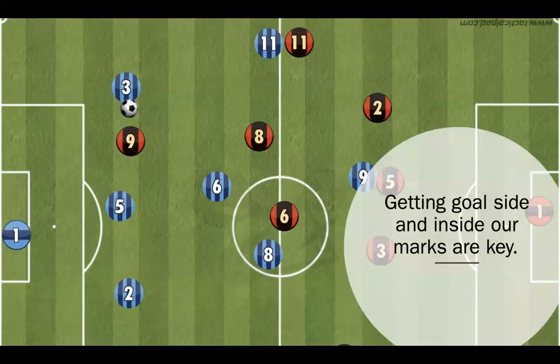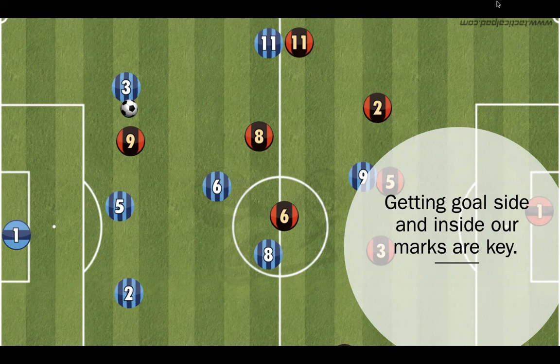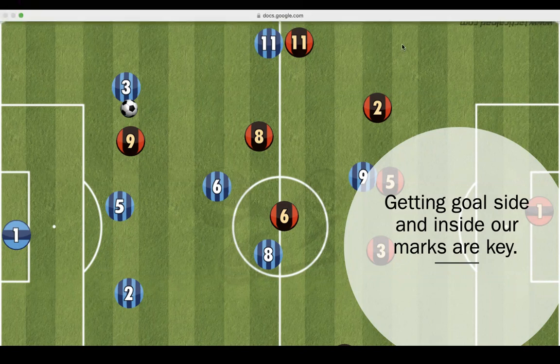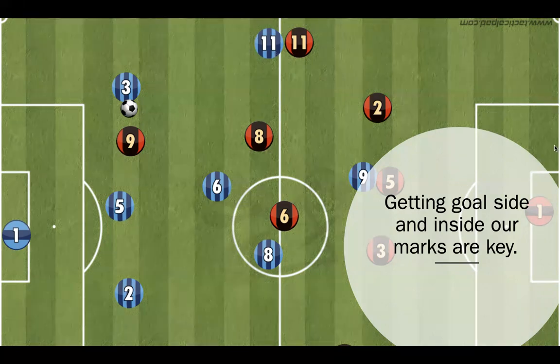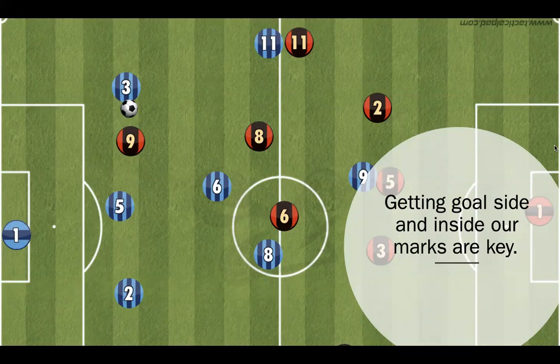So the transition is really important so that we get goal side. Once we get goal side, if you see with our number 11 here, we're goal side on the number 11, which means our back is closer to our goal than their front. So it's really important that we understand that part of the game, and marking the inside of the player is key, because ultimately where all the trouble comes from is the center of the field. So we want to keep the other team out of the center of the field by pushing them out wide.